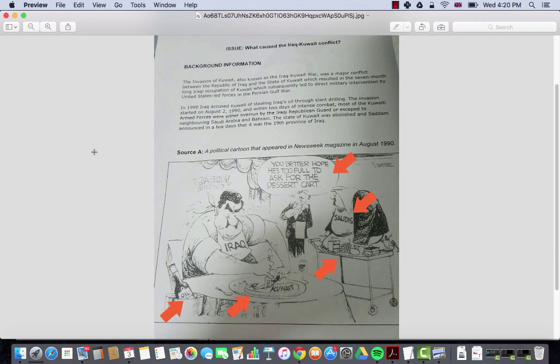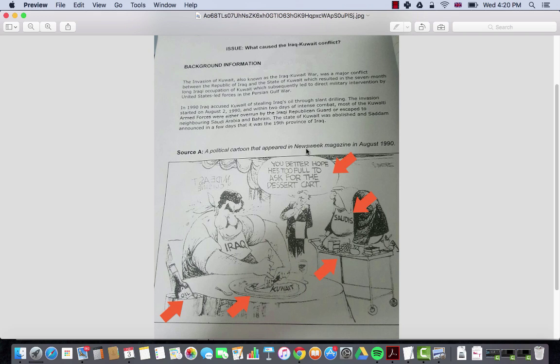Okay, if we look at the source, this is a political cartoon that appeared in Newsweek magazine in August of 1990. So the first thing to take note of is the provenance, which is this part over here. Take note of the date of the political cartoon and where it appeared. So the date here is August 1990. We don't know exactly what date, but we know that it was probably published right after the Iraqi invasion of Kuwait.